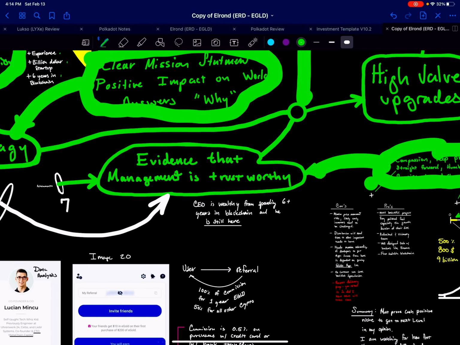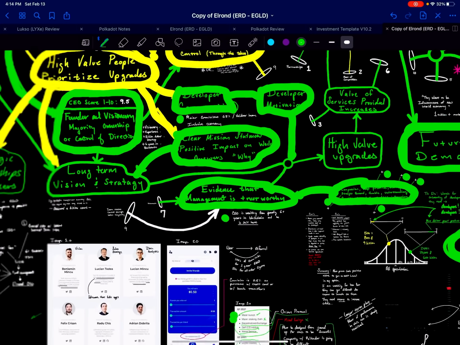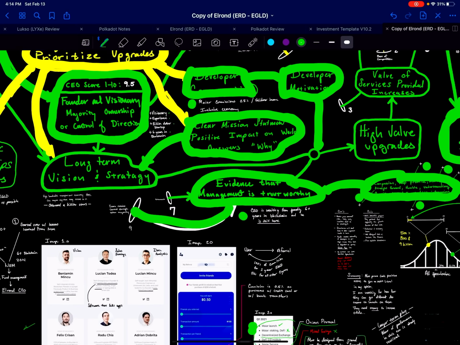in the team. Evidence that management is trustworthy. So yes, they have that evidence, especially since the CEO is wealthy from spending 6 years in blockchain and he's still here. He's still cranking away at it.